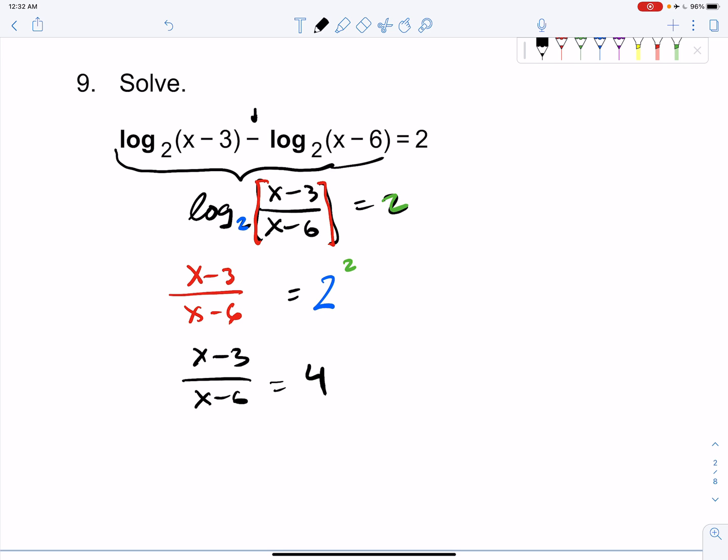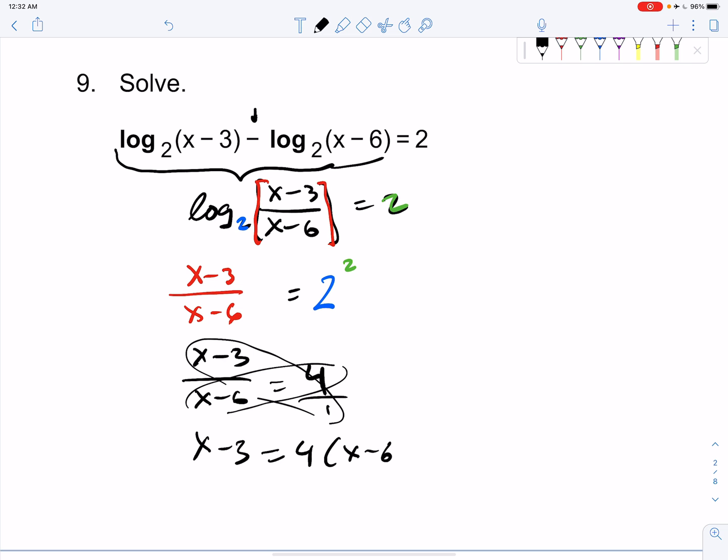So you can cross multiply again if you want. You could also multiply both sides by that LCD. So it's kind of your option how you want to do this. Let me just cross multiply on this one, since the last one I did it the other way. So if we cross multiply, we cross in this direction, we get x minus 3, and we cross this direction, we get 4 times x minus 6.